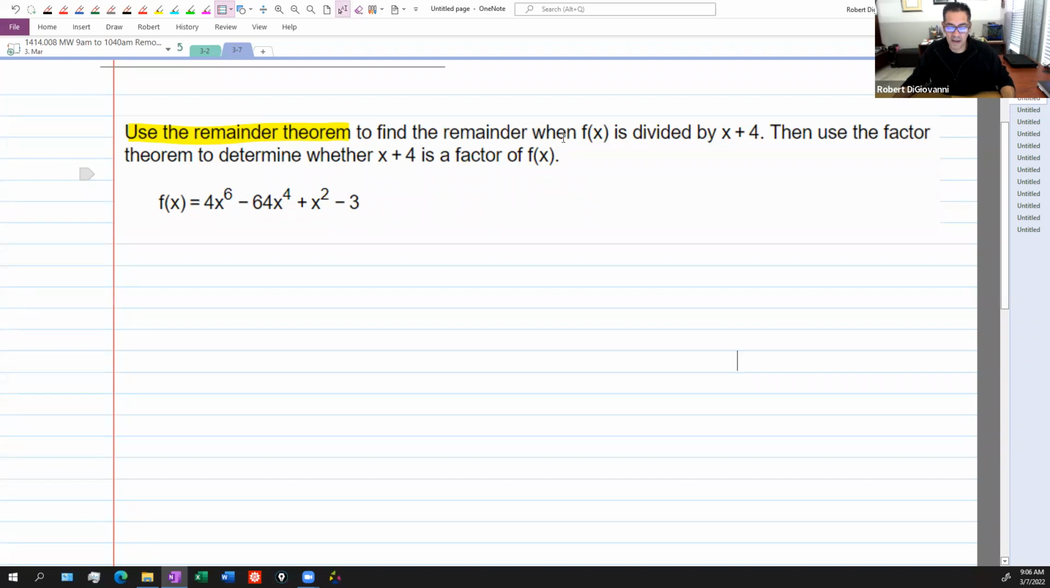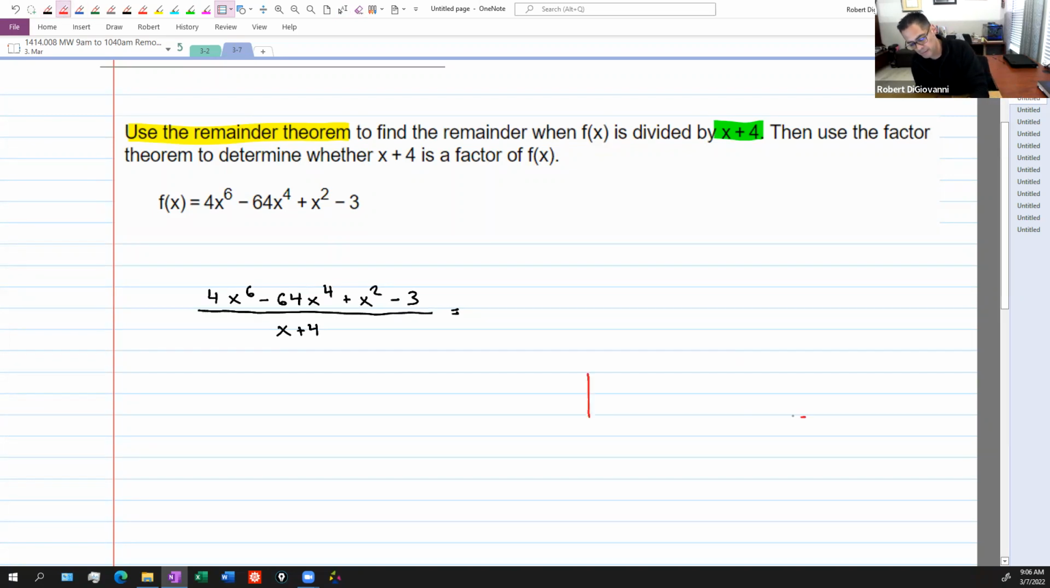And they are asking us to divide this by x plus 4. In other words, they want us to do this divided by x plus 4 and figure out what the answer is, right? So what we do is we set up the synthetic division over here.